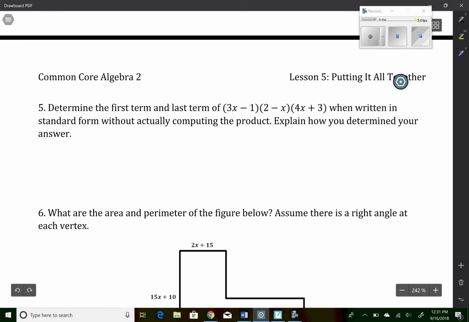Number 5 says determine the first and last term of the expression. So the first term is going to be the largest term in each parenthesis multiplied together. So that's going to be 3x times negative x times 4x. So that's going to be negative 12x cubed, which tells us this is a cubic polynomial. The last term is going to be the smallest term of each parenthesis, so that's going to be negative 1 times 2 times 3, which is winding up being negative 6. and that also is the y-intercept.